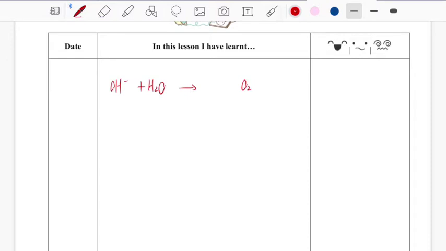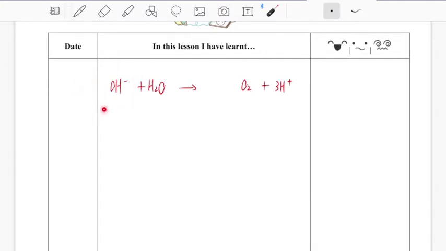The total number of oxygen atoms is balanced. Now we have 3 hydrogen atoms on the left hand side. In order to balance that, we need to add 3 H+ on the right hand side. And finally, we need to consider the charge.